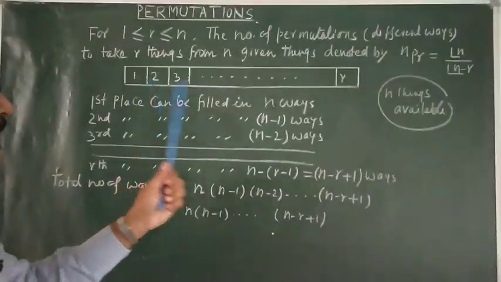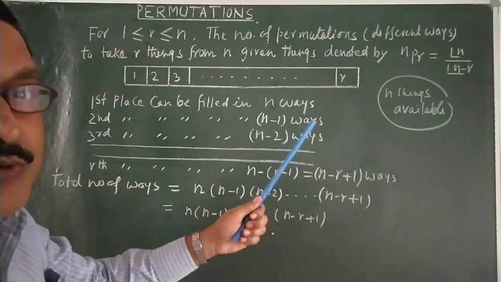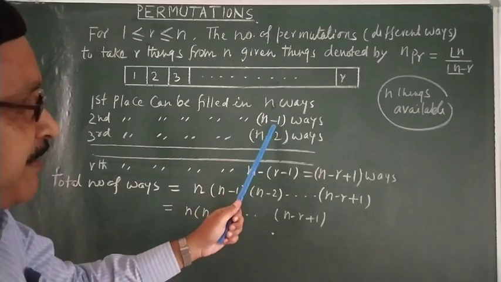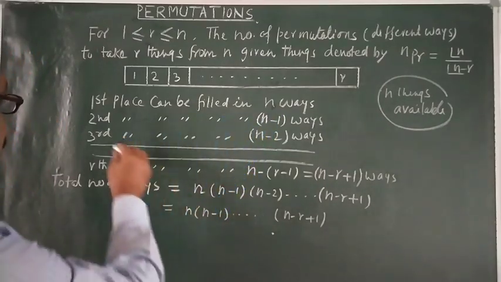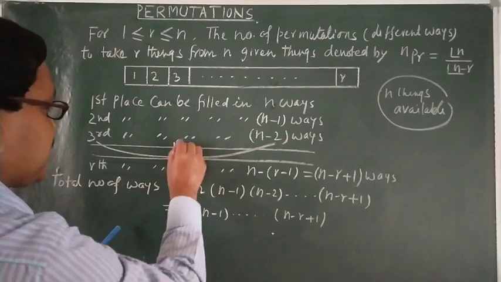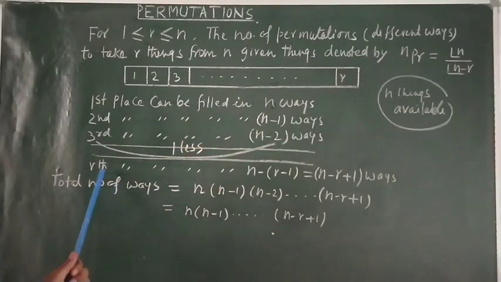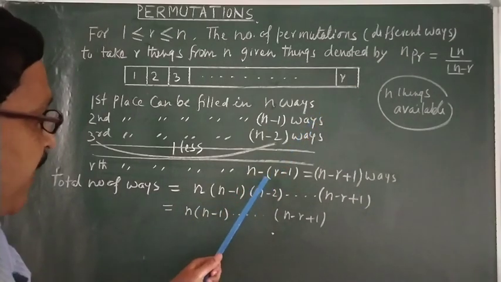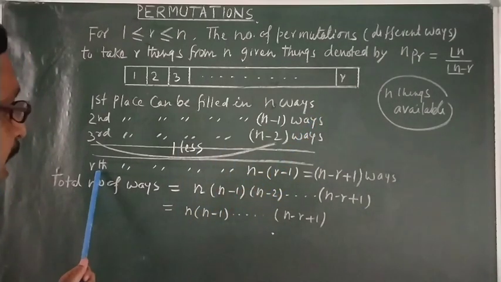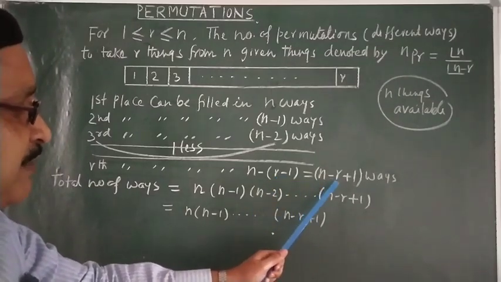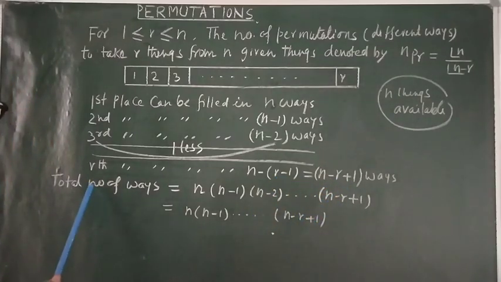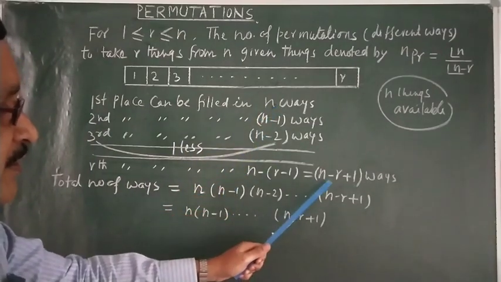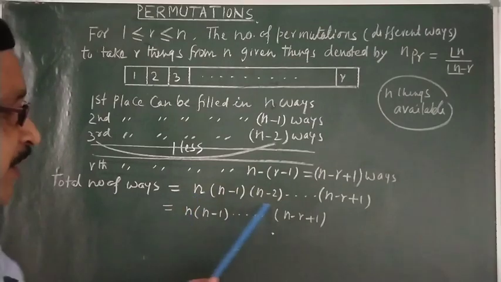So the first place can be filled in n ways because we have got n things. The second place has 1 less, n minus 1, the third place n minus 2. Likewise, the rth place can be filled in n minus (r minus 1) ways, which simplifies to n minus r plus 1. Now the total number of ways by the multiplication rule is this into this into this, up to the last. So the total number of ways is this.